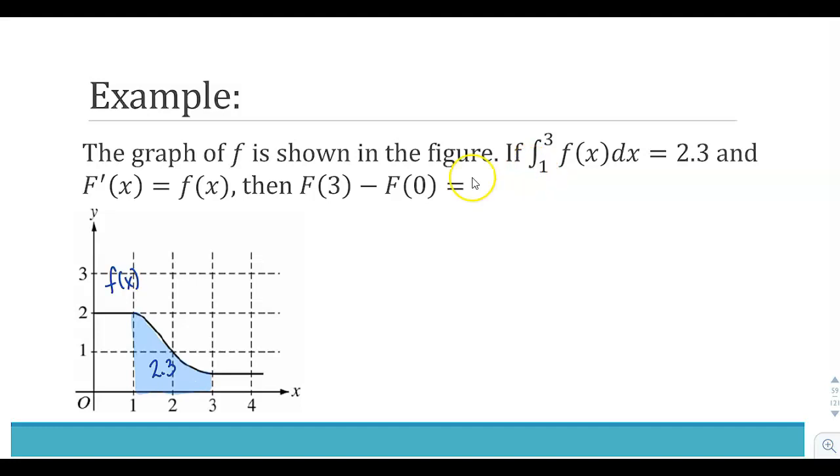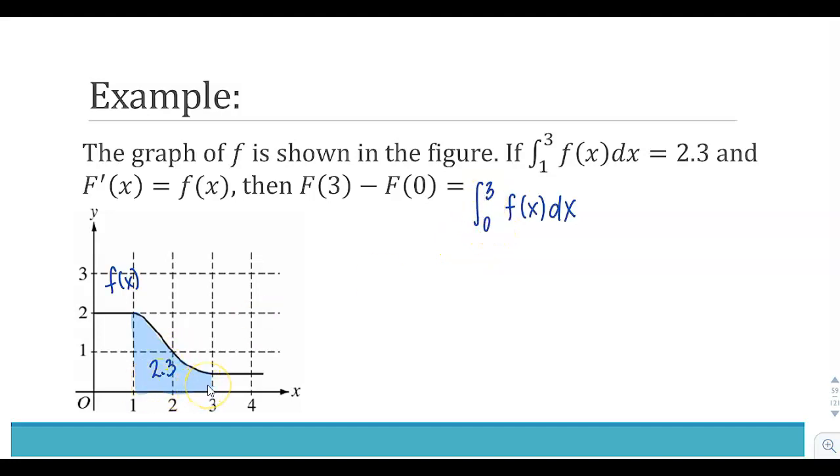So this is different because I have this 0 now involved, but the information I was given was from 1 to 3. So what we want to do is think about big F of 3 minus big F of 0 as its equivalent in a definite integral form. So this quantity would be equivalent to the integral from 0 to 3 of little f of x dx. That's what I'm being asked to find. So big F of 3 minus big F of 0 is the definite integral from 0 to 3 of f of x dx. So now I want all the area from 0 to 3.